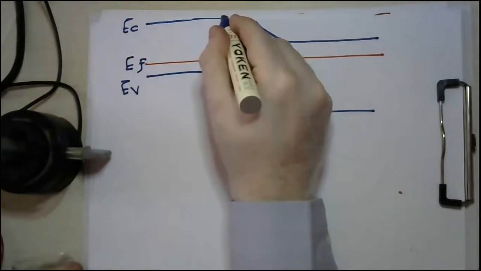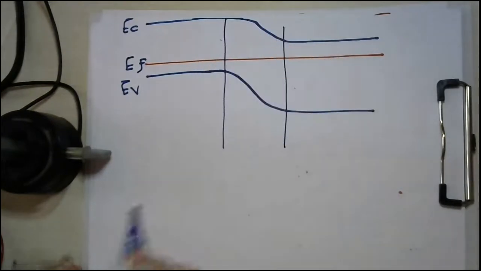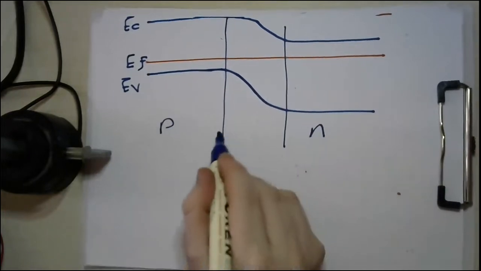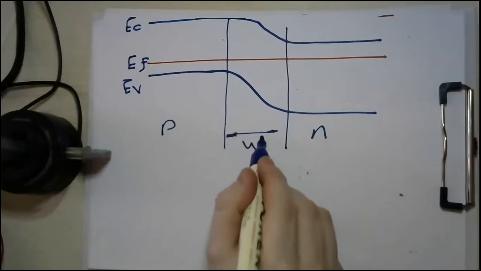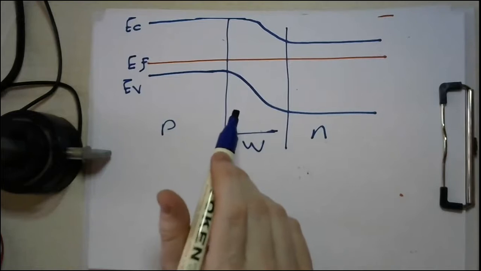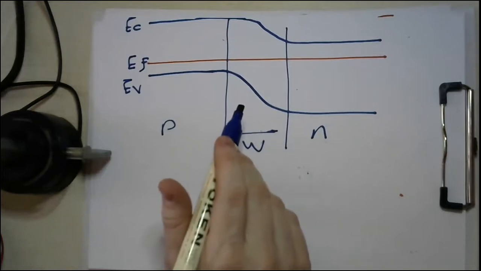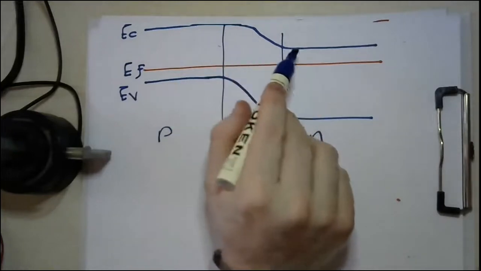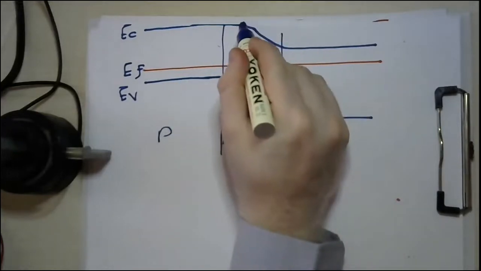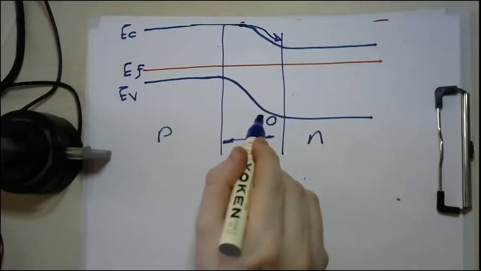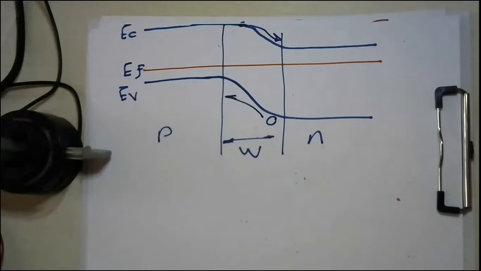Now, as we just mentioned, we can divide this PN junction into three regions. This is a pure P-type region, this is a pure N-type region, and this is a depletion region. Here we have what's called an internal potential, which causes this tilting, where if you have an electron here, this electron will move in this direction. If you have a hole here, this hole will move in this direction.